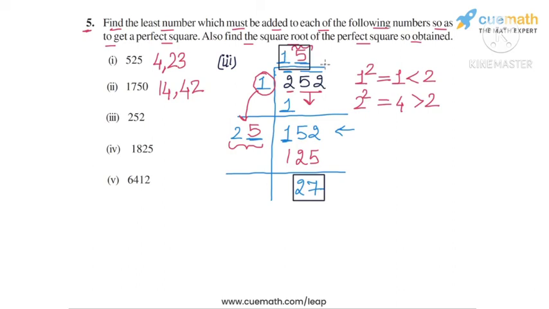This means that the largest number whose square is less than 252 is this number 15, and hence the smallest number whose square will exceed 252 will be 16.